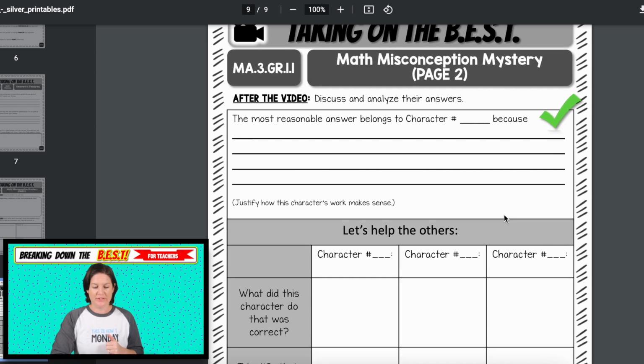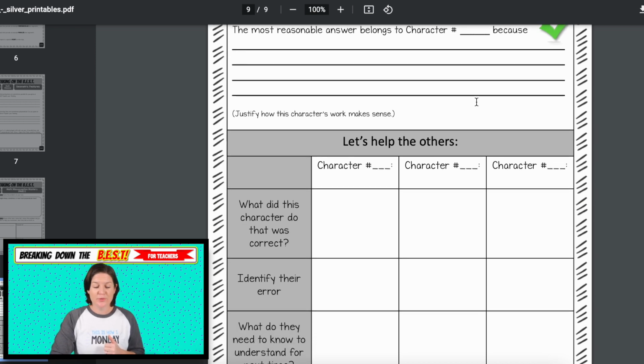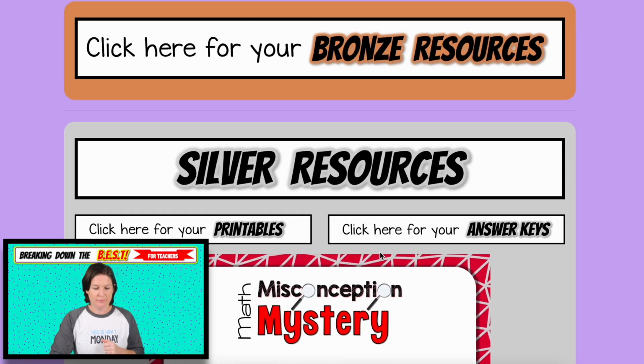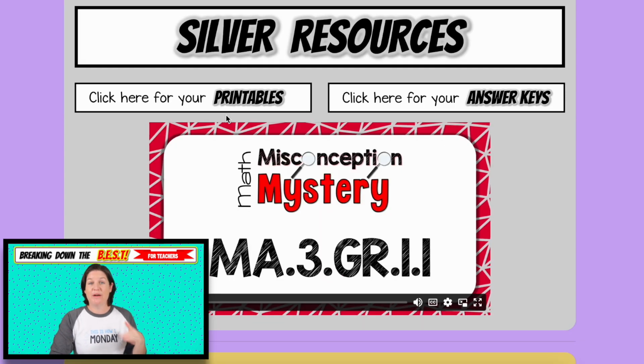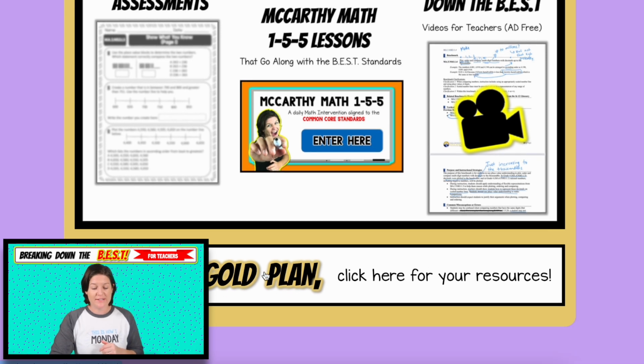Then they will fill out their detective report, stating who the most reasonable answer belongs to and evaluating the work of the other 3 characters, okay? So that's your silver. Bronze, you've got the video lessons and the student notes. For silver, you have the extra practice, you have the math tasks, you have math misconception mystery with your answer keys right there too. And then if you have the gold plan, you have access to even more.